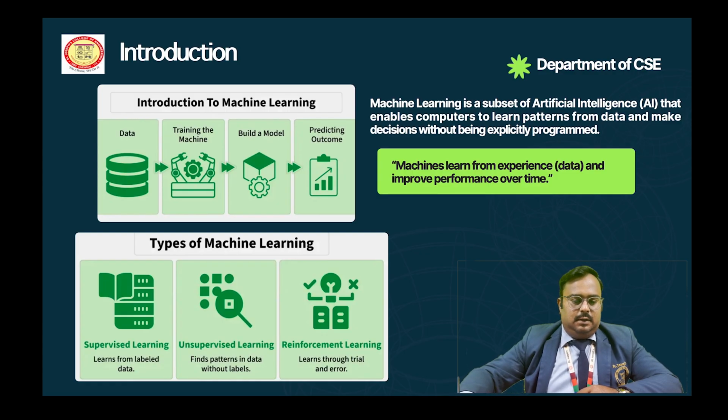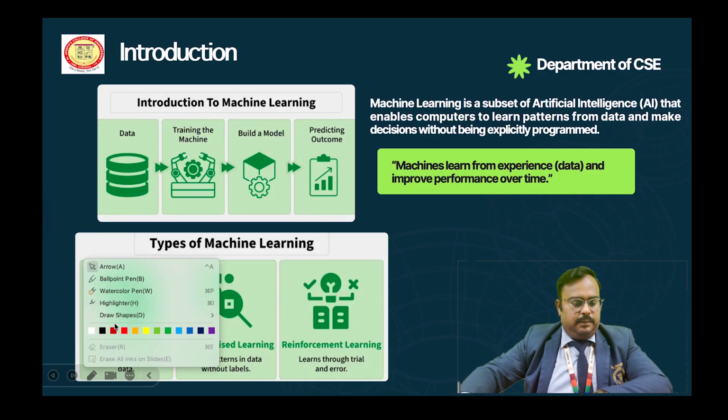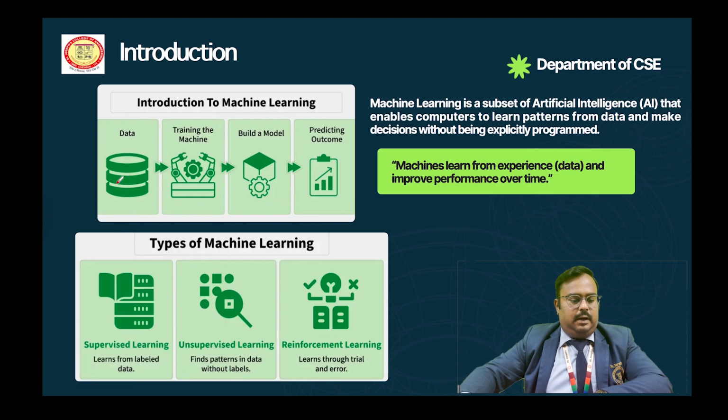So in this introduction to machine learning, we first have to collect the data from various sources. Here is the given data. Next is training the machine, and after that we have to build a model. Finally we get the desired predicted outcome. There are different types of machine learning. The first one is supervised learning, another one is unsupervised learning, and the third one is reinforcement learning.